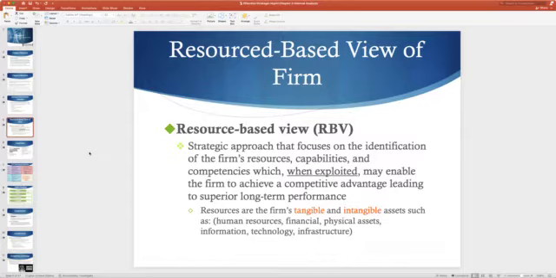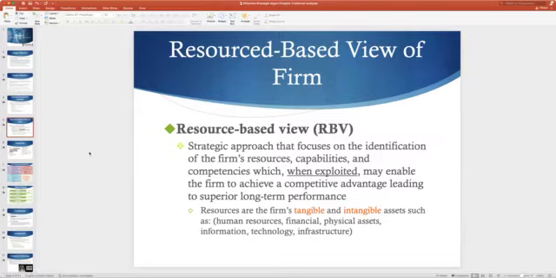What kind of capabilities are available for our firm? What kind of competencies does our firm have, and those employees? When we exploit these, then might enable that firm to achieve a competitive advantage, which would lead to hopefully superior long-term performance. Now, when we're thinking about resources, what we're actually considering here are the firm's tangible and intangible assets.